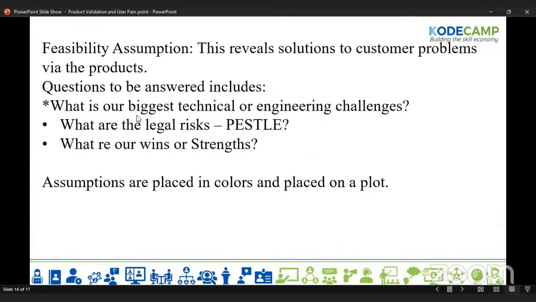And we have the feasibility assumption. That is the assumption which reveals the solution to the customer problem by the product. So you already know that the product is good. So the product answers the customer problem.